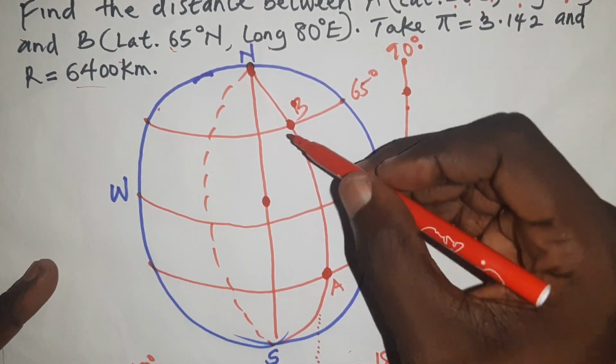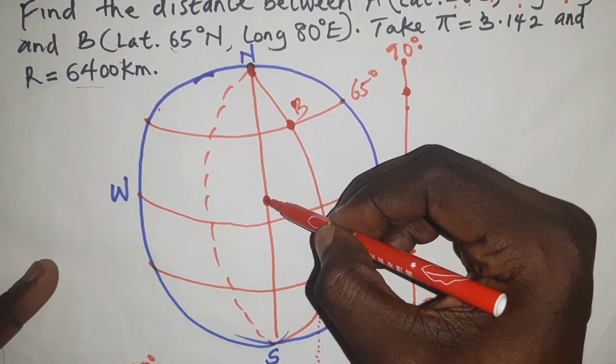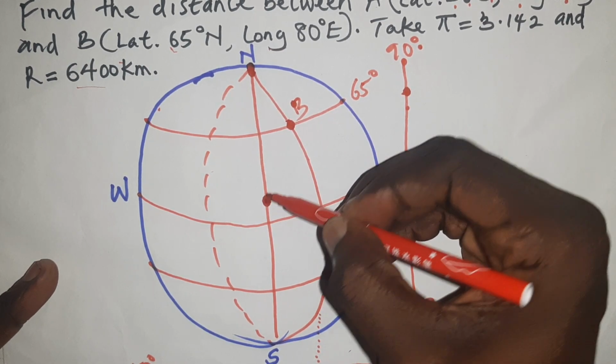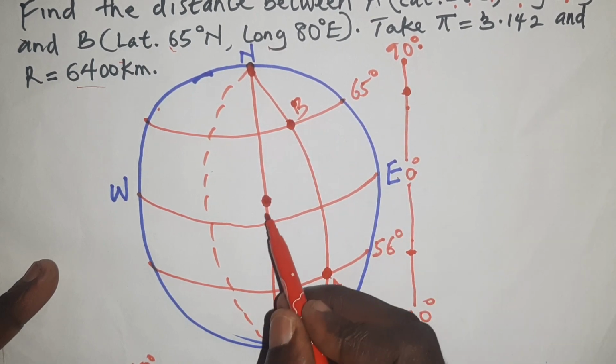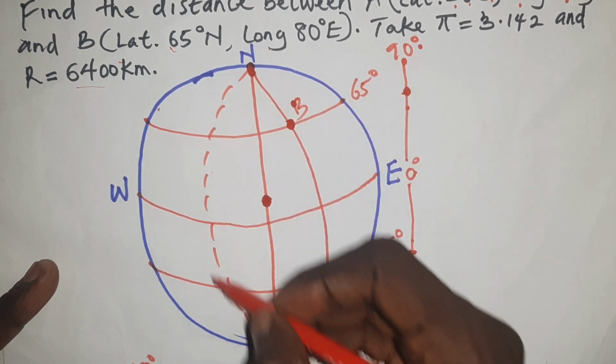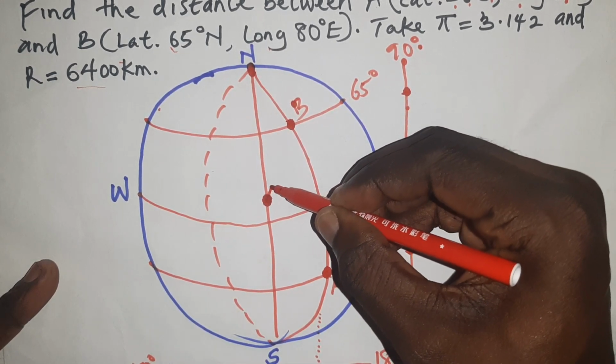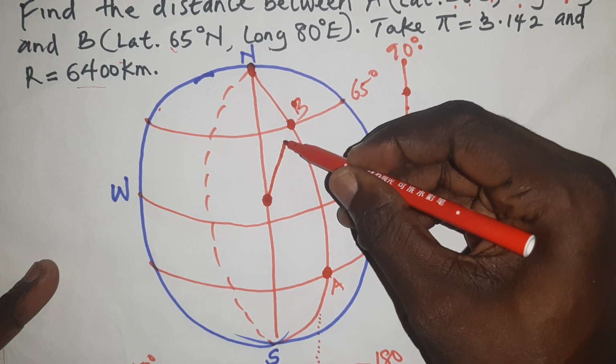But let's connect the points properly, because from here, this is the center of this sphere or the earth, and this is point B and this point A. Let's connect them. Let's get the radius. That's what I'm trying to do. So if this is the circle, getting the radius will be connecting the center to one part of the circle, and this is the particular part I need.